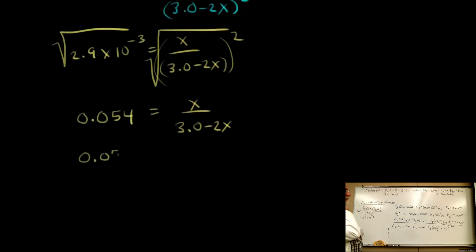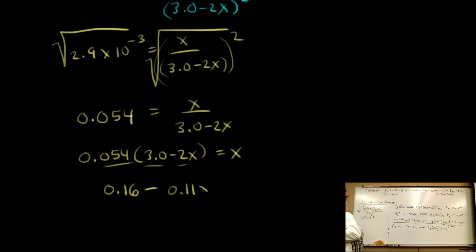So we can multiply both sides by 3 minus 2x. So when we do that, we would have this. So we need to multiply 0.054 by 3, and if you round that, you're going to get about 0.16, and 0.054 times 2 is approximately 0.11. So we have 0.16 minus 0.11x is equal to x.